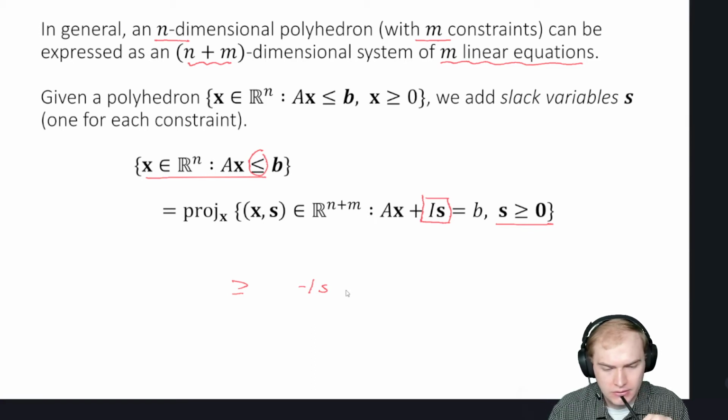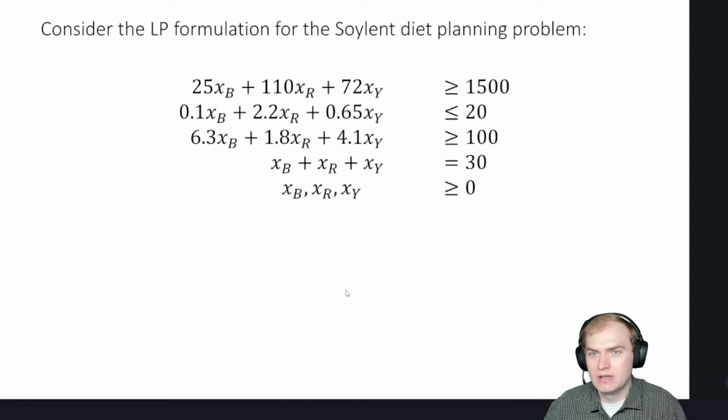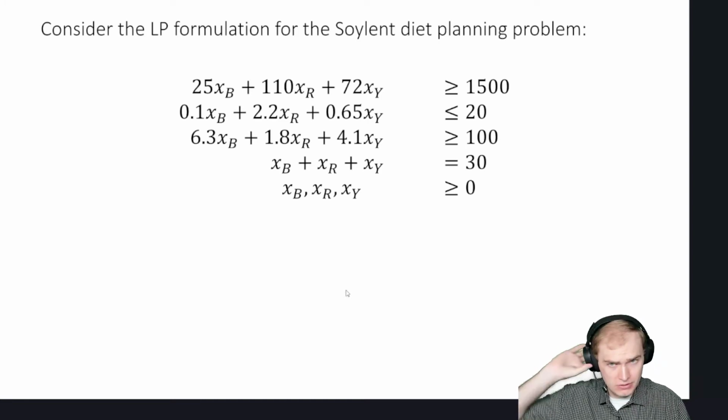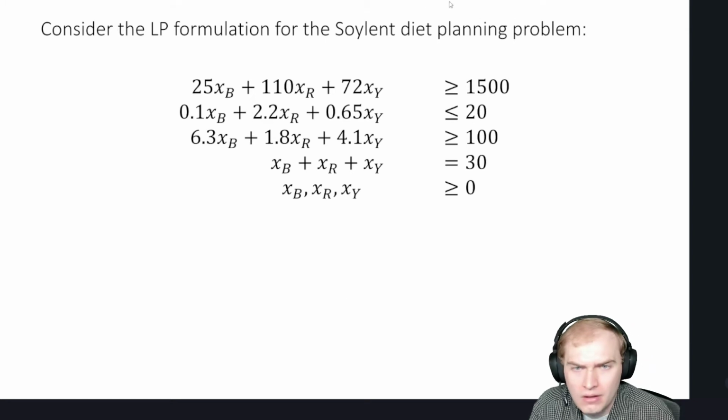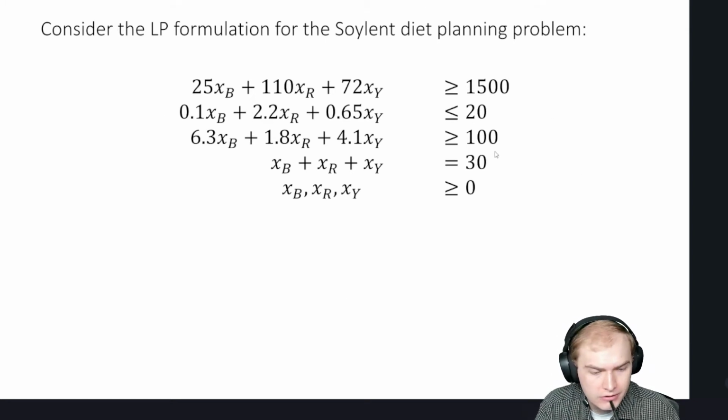First, I want to do a slightly higher dimensional example. We have the Soylent problem. We're going to turn this into standard equality form. We're going to change all of the inequalities to equations by adding slack variables.